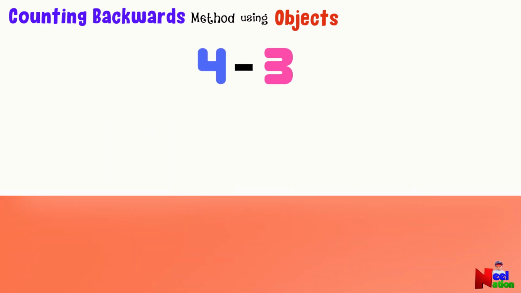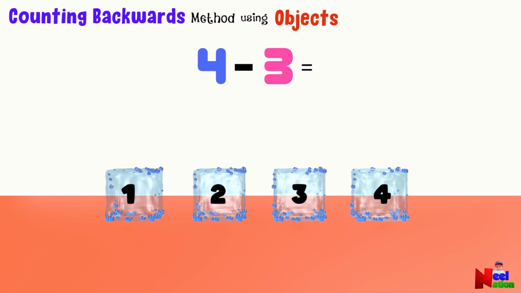Next, what is 4 minus 3? So, which number do we start with? 4. That's right. Let's imagine we have 4 ice cubes. Let's figure out how many are left if 3 ice cubes melt away. We are going to count backwards as the ice cubes disappear. Ready? We start with 4 ice cubes.